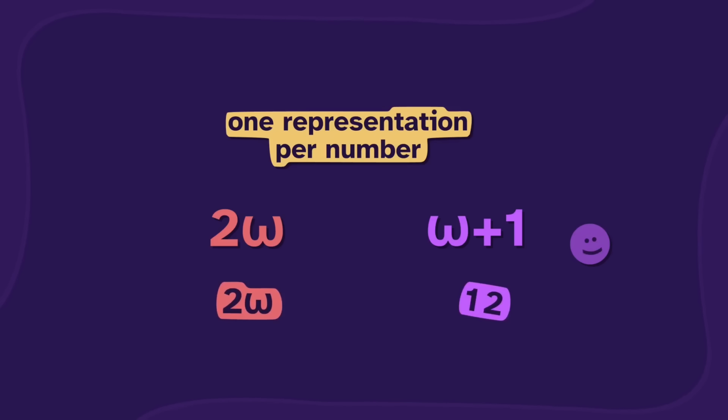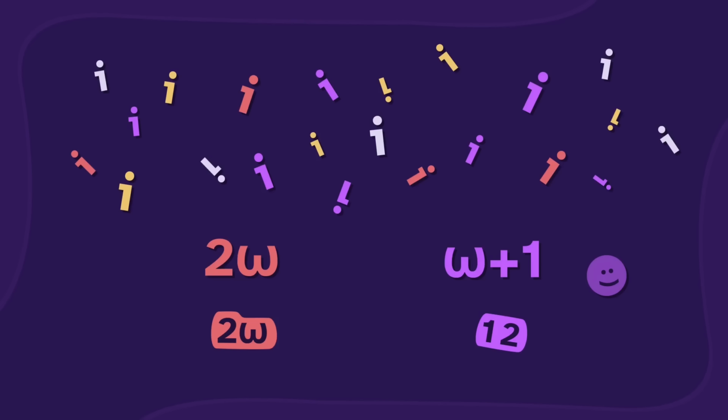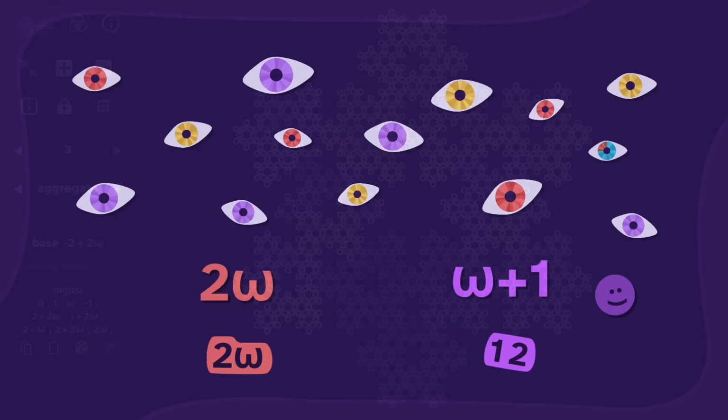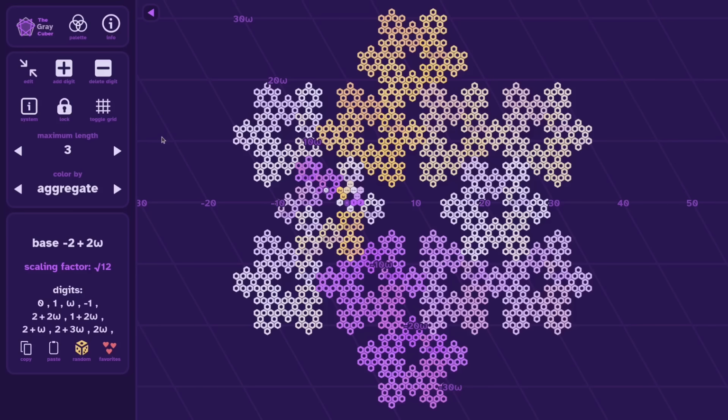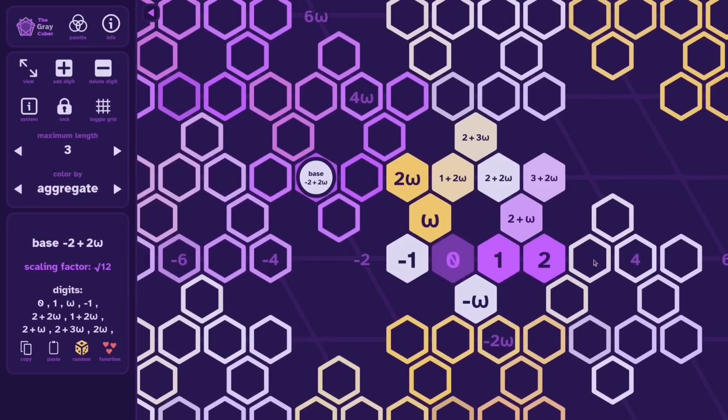Equivalence classes. Yeah, we could use the equivalence classes mod the base, but I don't want to explain that. So let's just use our eyes. No, not the imaginary unit, our eyes. I created this website that visualizes imaginary number systems. Here we can see that holy spiky hexagon.